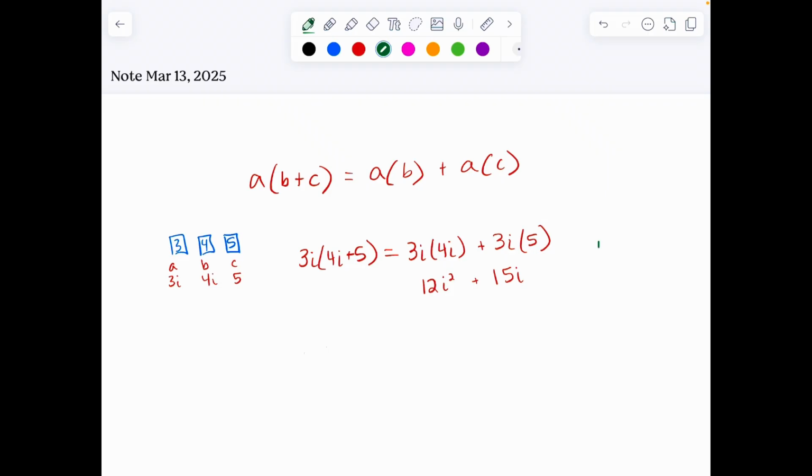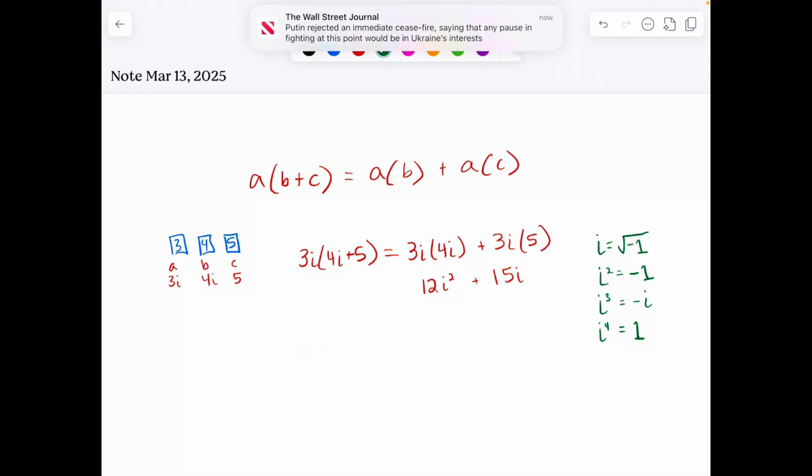Now i squared, if you remember, I actually had my daughter write this out in one of the first weeks. So i is the square root of -1. i squared is -1. i with a power of 3 is -i, and i with a 4th exponent just brings you to positive 1. This is a 1, this is a 1, that is a 1, and so the only one that has the i cubed is the -i, not a 1, that's a -i.